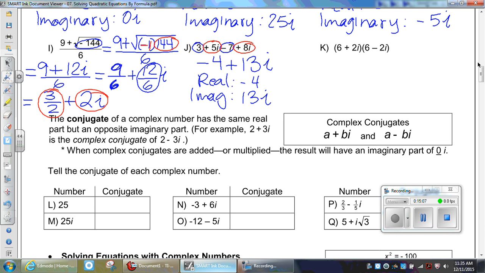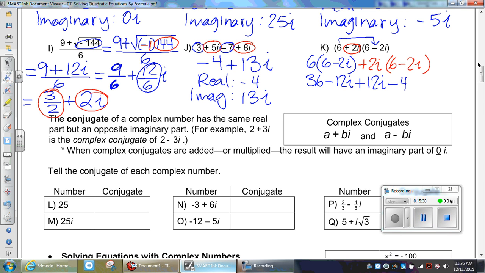Now we could also multiply imaginary numbers, and so here I'm going to multiply 6 times this binomial, 6 minus 2i, and then I'm also going to take the positive 2i here and multiply it times the same binomial. So this will be 36 minus 12i plus 12i minus 4. When I get here, 2i times negative 2i, it will be minus 4i. What is i times i? You add the exponents, so it will be i squared.